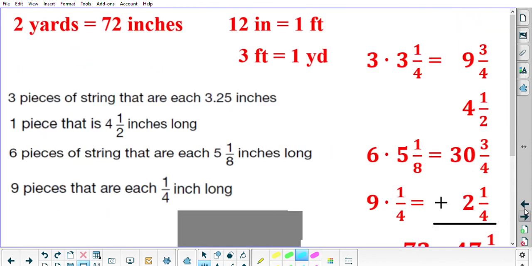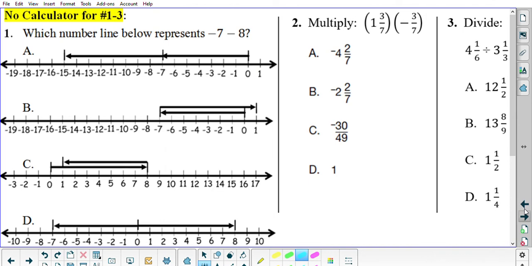All right, I am not sure how much time we're going to have in class, but it is possible that we might have enough time to get to 3 more problems. And here they are. Problem number 1 is another one of these number line problems with positives and negatives. Problem 2 and problem 3, we have multiplication and division of mixed numbers. So, hit pause on the video, do these 3 problems on your own, then hit play when you're ready to see how you did.